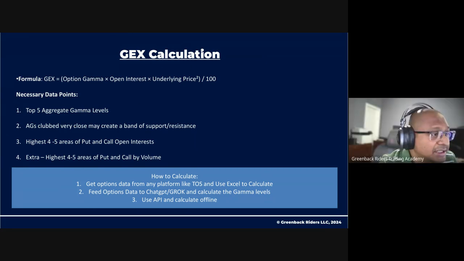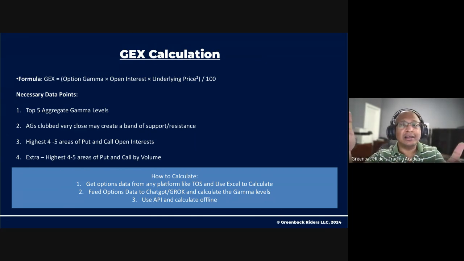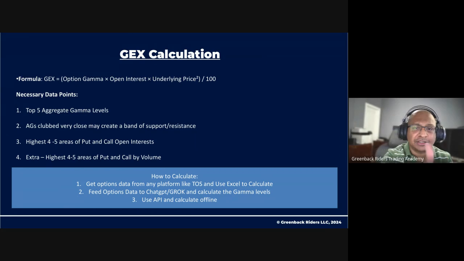Okay. So this is the GEX calculation. What is the option gamma? What is the open interest? Underlying price squared divided by 100. You do it across your time period, across all the strike prices.